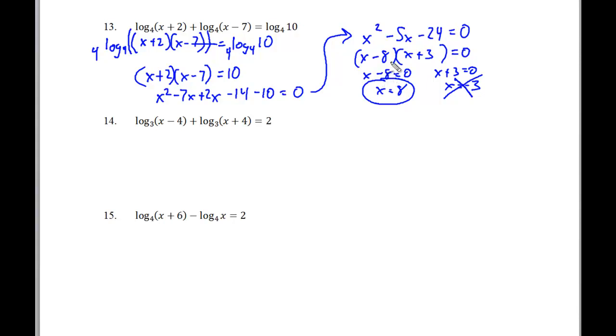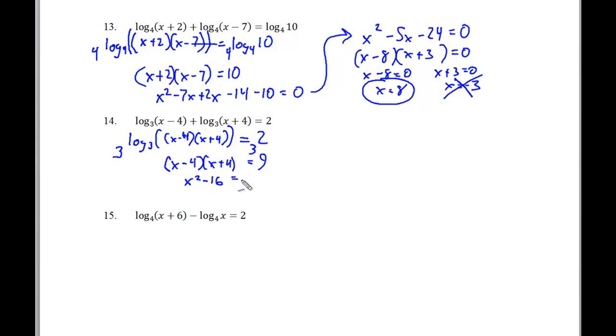Problem 14 is going to be very similar, except that on the right hand side you'll notice that instead of saying log base 4 of 10, this is just a number 2. So we're going to put this together like we did above. So log base 3 of parentheses x minus 4 and then x plus 4, which would be a factored difference of squares problem here, and this is equal to 2. If we now take our 3 and make that the base power of this, 3 taken to the log base 3 of this is going to be 1 times x minus 4 times x plus 4, and 3 to the second power is 9. If I FOILed this, I'd get x squared minus 16 equals 9.